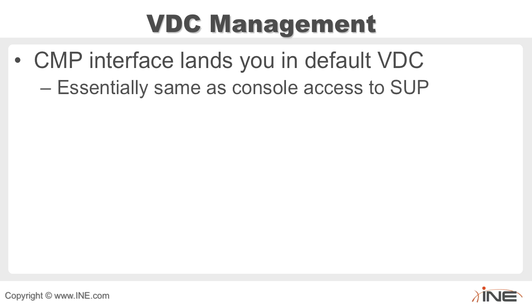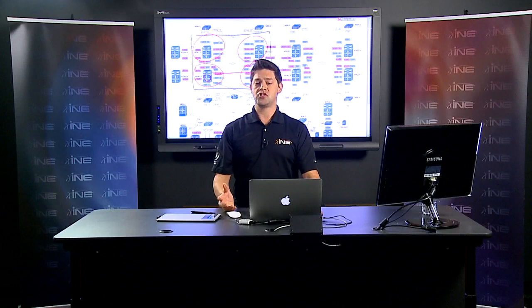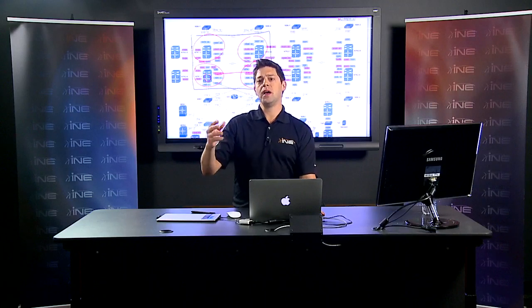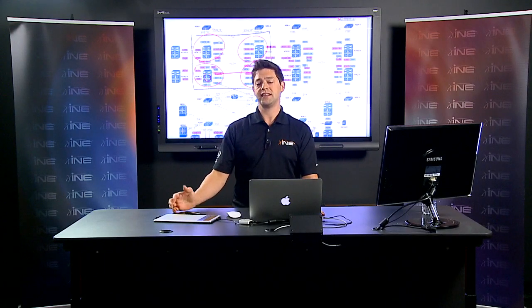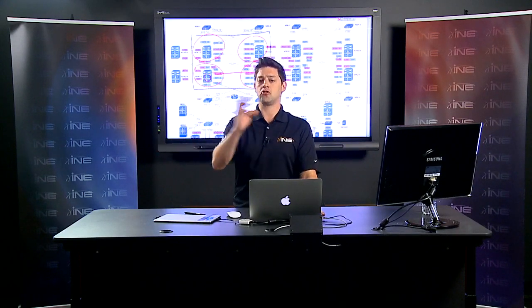But this is basically the same as console access to the supervisor, with the difference being that it's actually running a completely separate image. When we talk about the universal image that Brian talked about earlier, there's really two parts to it: the kickstart, which gets the Linux kernel booted up, and then the full image, which brings up all of the different possible features that I can run. And the CMP actually has its own kickstart and full image. It's really a second Linux box with no features except to control the rest of the platform.